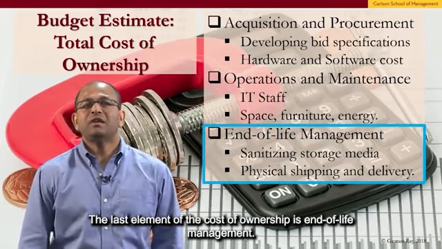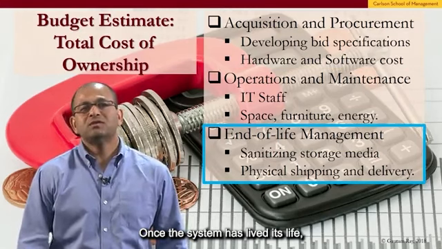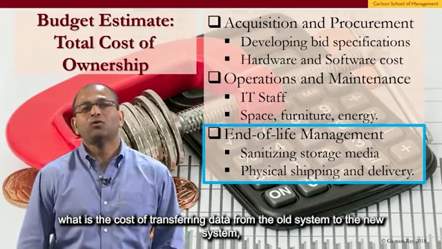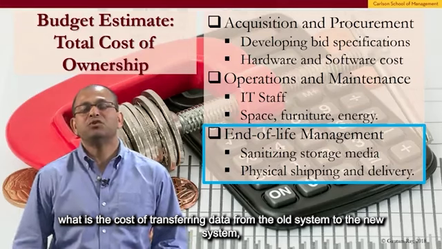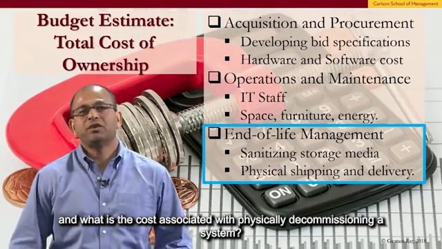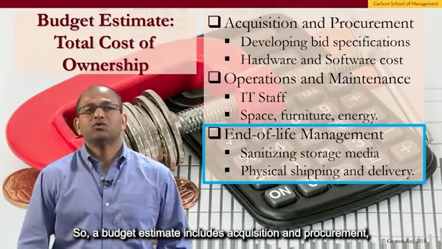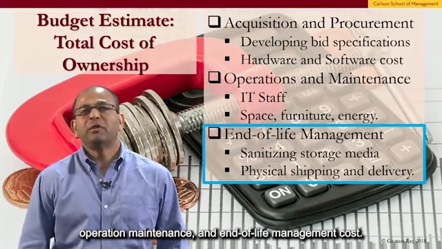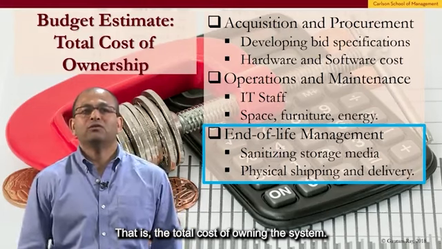And the last element of the cost of ownership is end of life management. Once the system has lived its life, what is the cost of transferring data from the old system to the new system, and what is the cost associated with physically decommissioning a system? So a budget estimate includes acquisition and procurement, operation and maintenance, and end of life management costs. That is the total cost of owning the system.